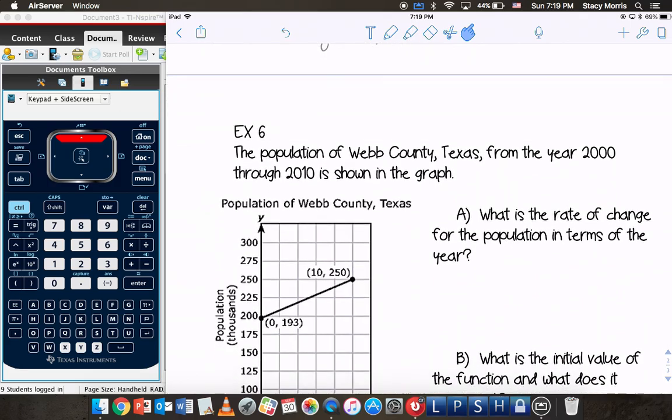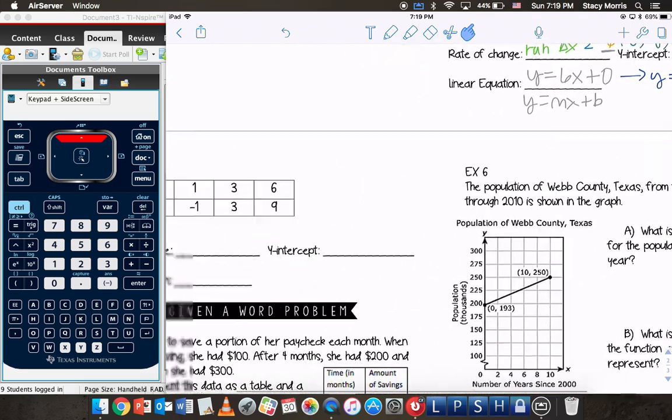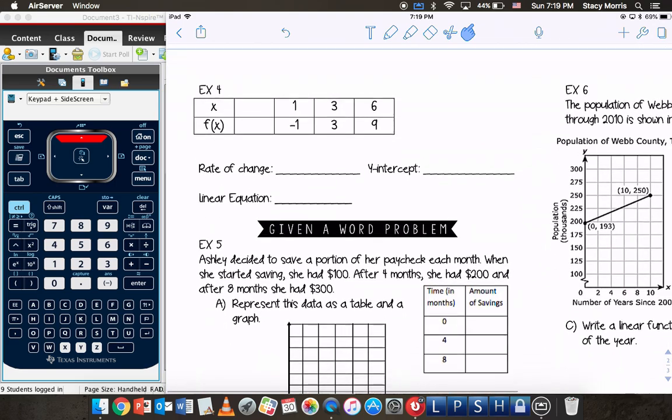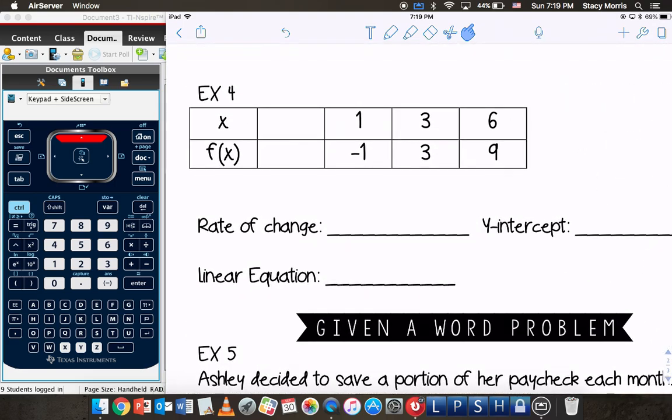All right. Let's go to example 4. So same thing. We have a table, and we need to fill in the rest. So again, notice on my x, this is really important. I went from 1 to 3. So that's an increase of 2, and then 3 to 6 is an increase of 3. So this table is not consistent about how much it's skipping. So it's going to be really important that you get this y-intercept correct.